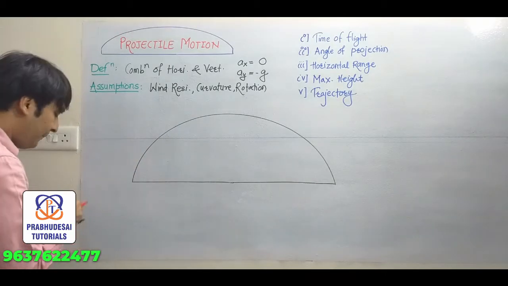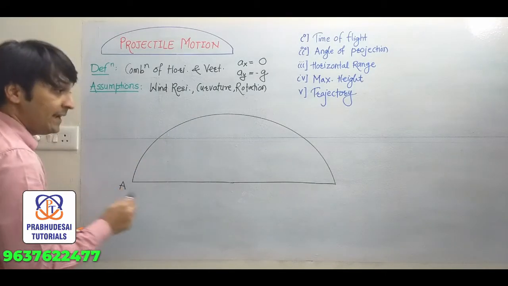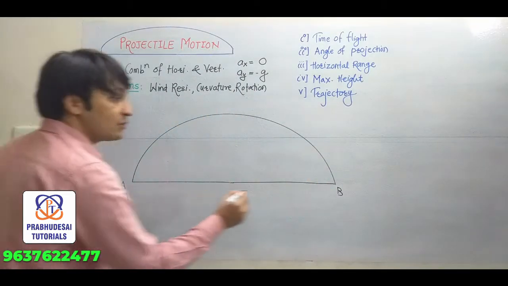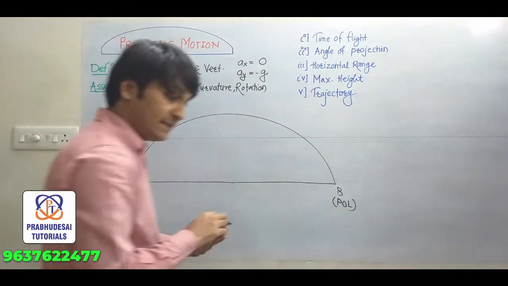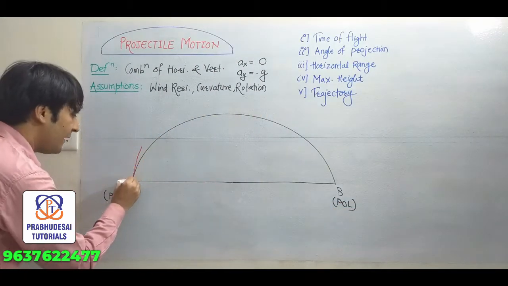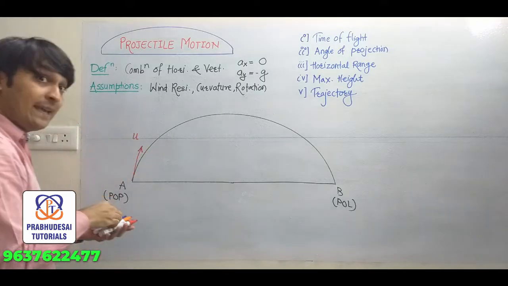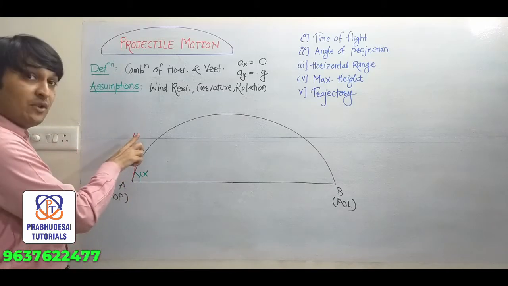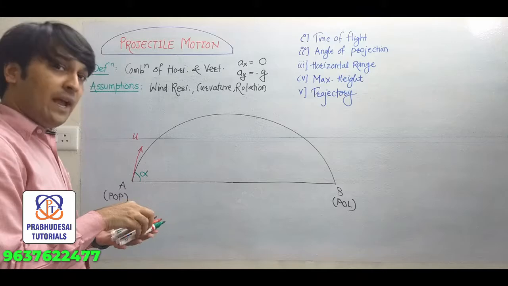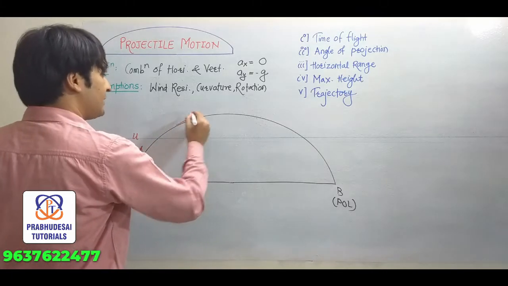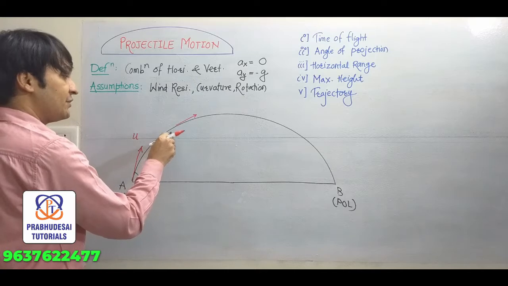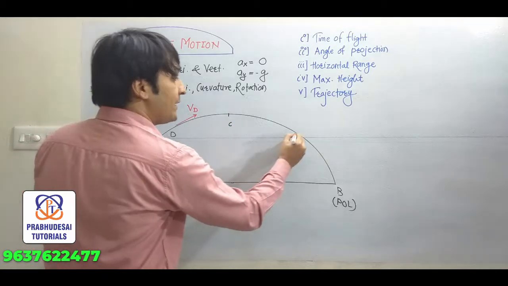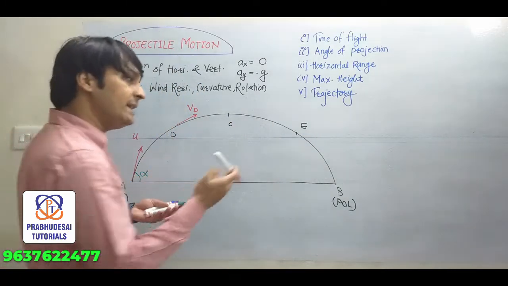Check. A particle is projected from point A towards point B. This is called the point of projection, and this is called the point of landing. Remember this. Now the particle is projected with initial velocity u making an angle of alpha. At every point we will have some velocity. For example, if I consider this point as D, then it will have Vd. If we consider this point to be C and this point to be E, then we will have a certain velocity every time.